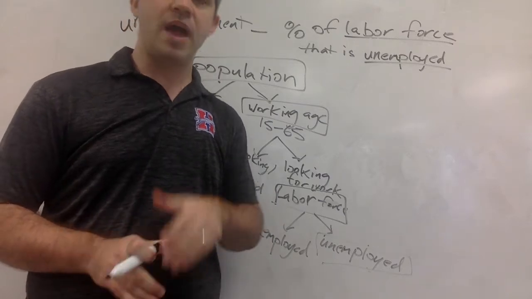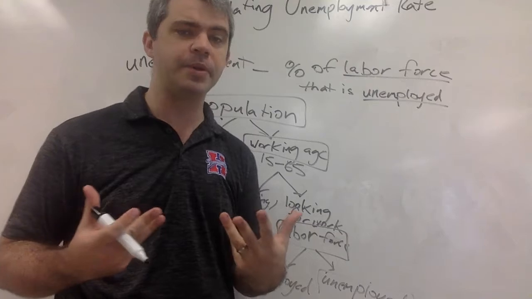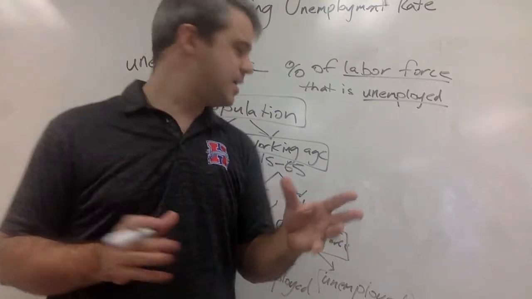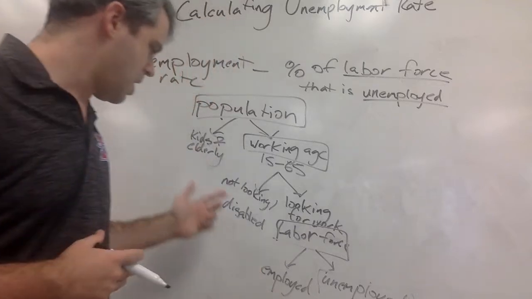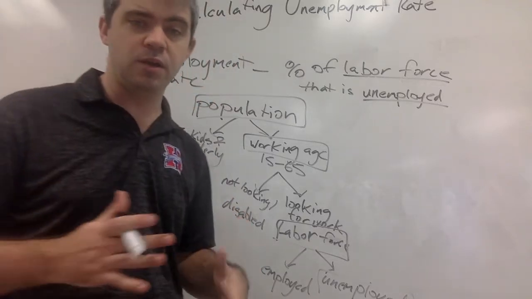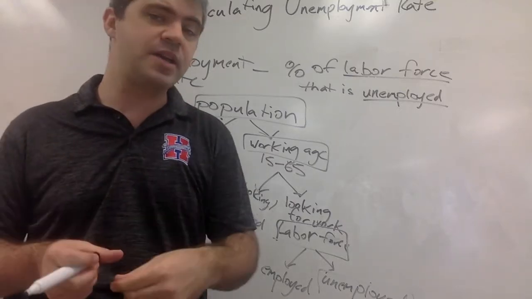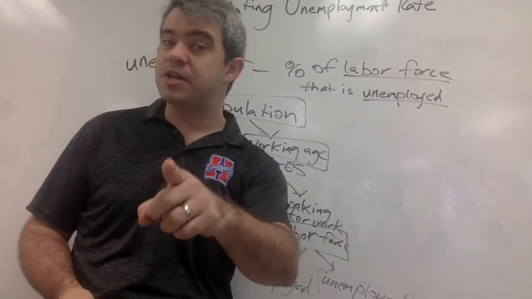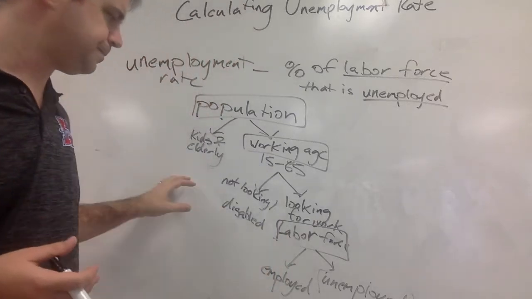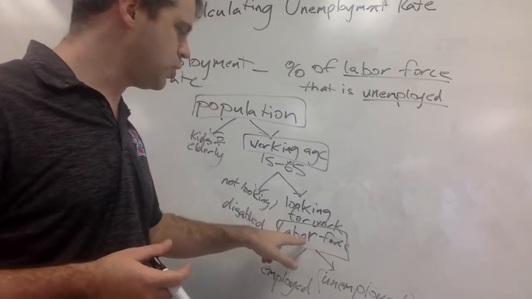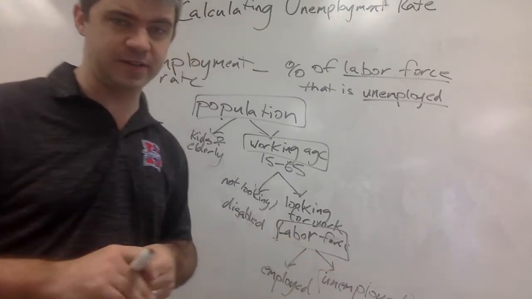Now we have to be careful because it's not everyone who doesn't have a job. When I say unemployed, kids and elderly, they don't have jobs. The folks who aren't looking, who are disabled, they don't have jobs. They are not counted as unemployed, which is going to be very important later. So it's people who are actively looking for work who can't find it.